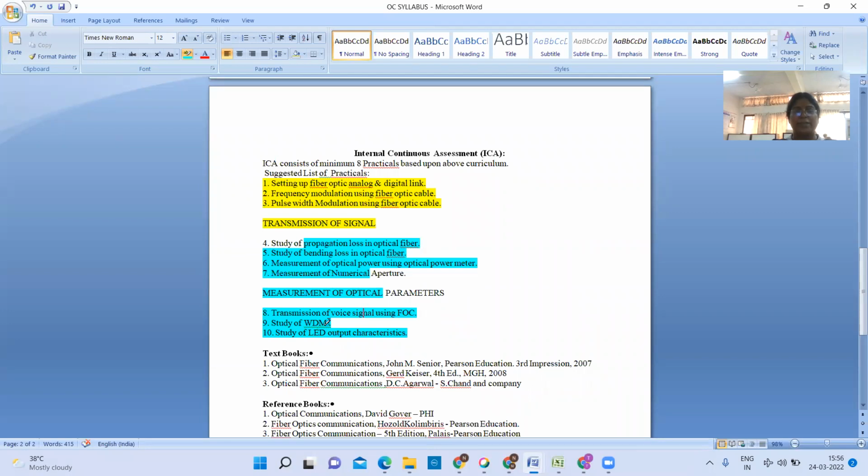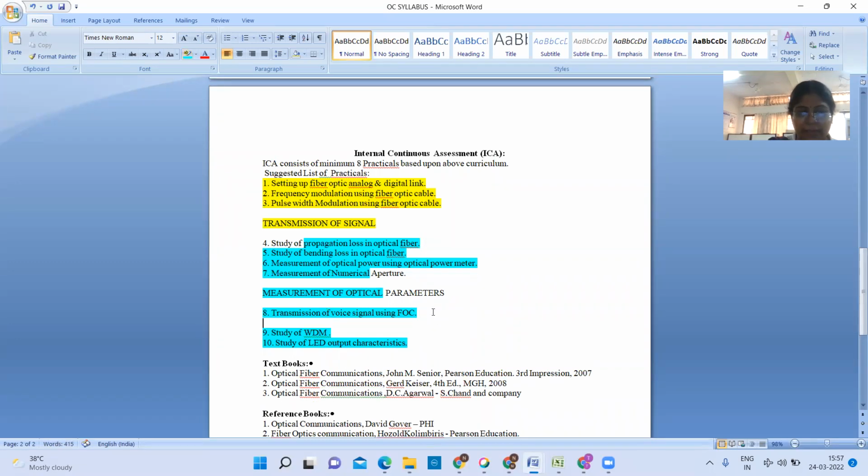Then next is study of WDM, and next is study of LED output characteristics. So about these last 2 experiments, we will decide which one needs to be taken. But up to this experiment number 8, we are going to study these 8 experiments fixed. Okay.